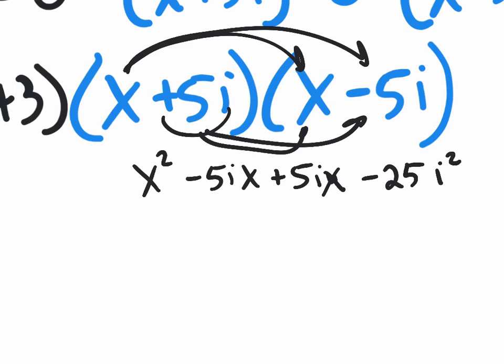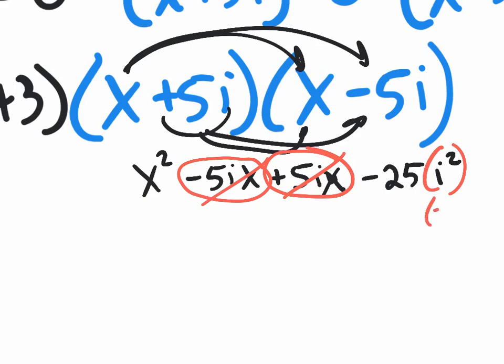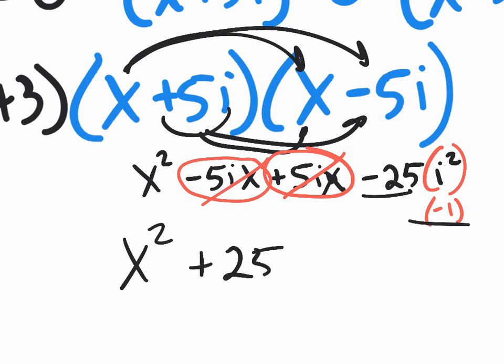So notice the middle values are exact opposites, which means they cancel out. And i squared is really a negative 1. So I really have x squared plus 25, because negative 25 times negative 1 gives you the positive 25. So both of those binomials that had imaginary values that are conjugates, when you distribute them, the imaginaries disappear. You end up with the nice quadratic binomial.